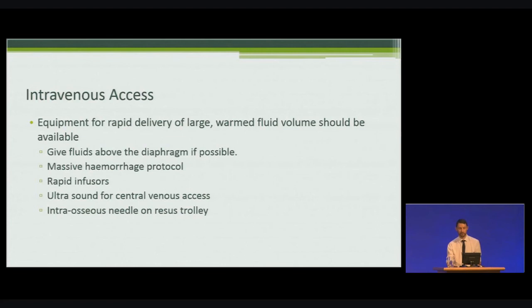Each unit should have a massive hemorrhage protocol, as Brigitte was alluding to, and every unit needs to have rapid infusers, should have an ultrasound for obtaining central venous access, and every resuscitation trolley should have intraosseous needles for the situation where you fail to get IV access. If you haven't seen or used an intraosseous needle before, it's actually quite straightforward to use. But again, there needs to be a certain amount of training in how to use these devices.